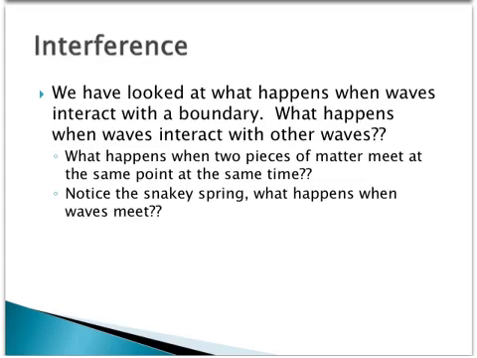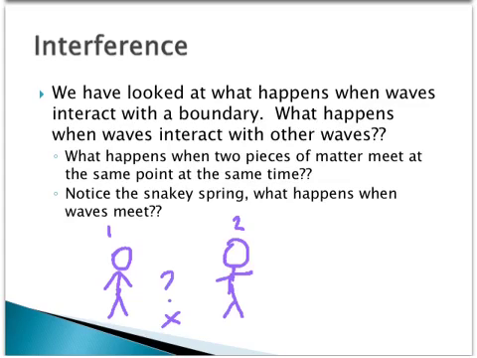What happens when two waves interact with each other? Let's relate this to matter. Can two pieces of matter occupy the same space at the same time? Let's say I have person 1 and person 2, and they are going to meet at spot X. Can these two people both be at that exact point X at the same point in time? The answer should obviously be no.